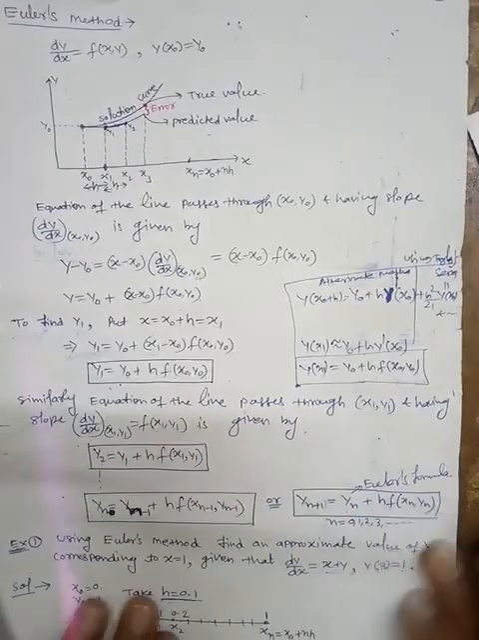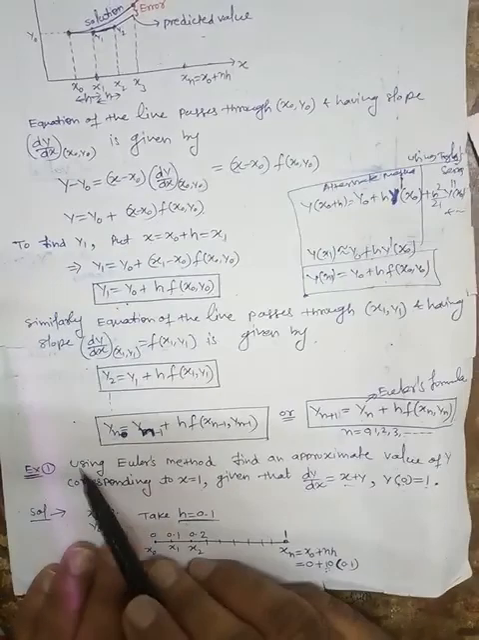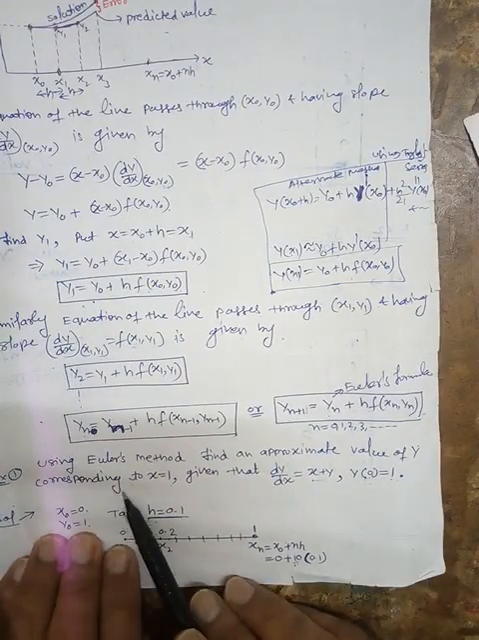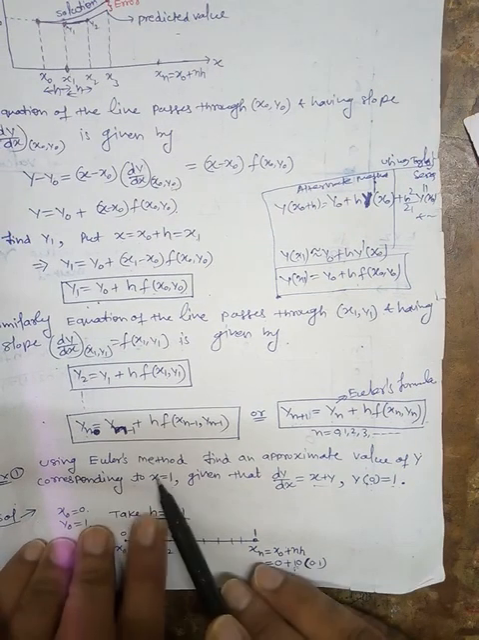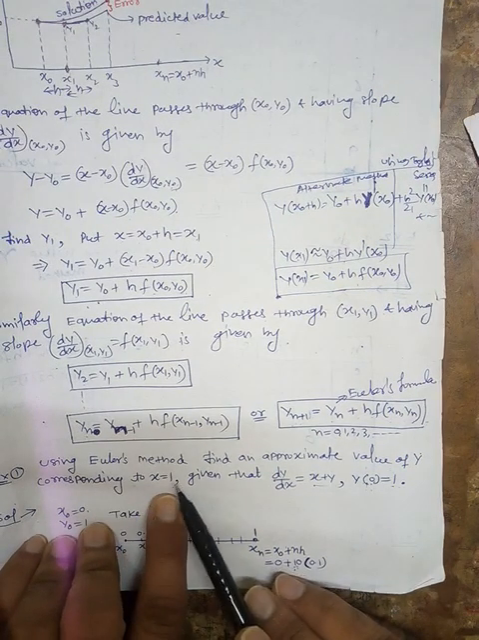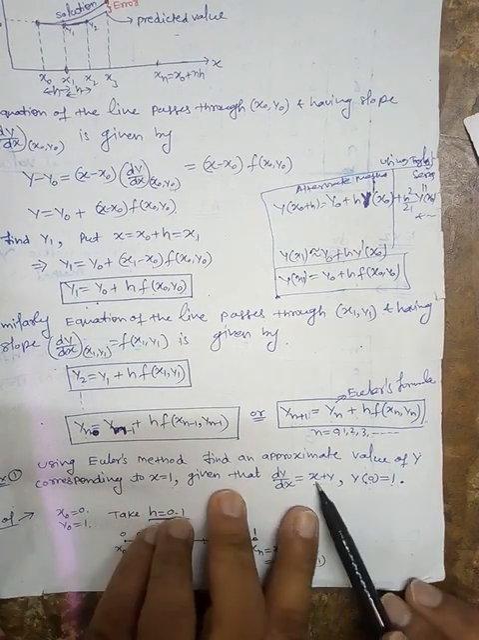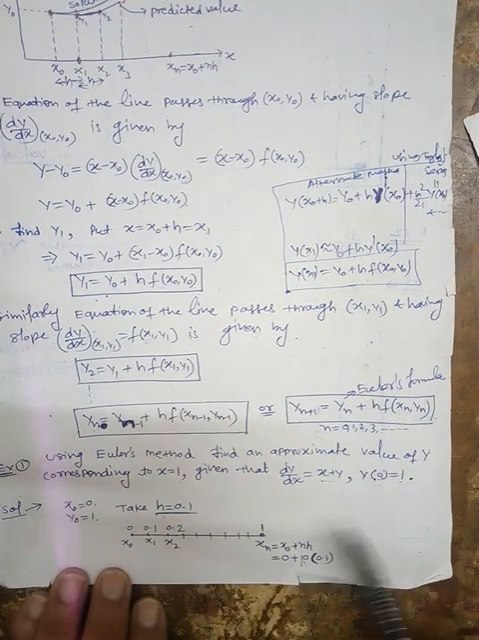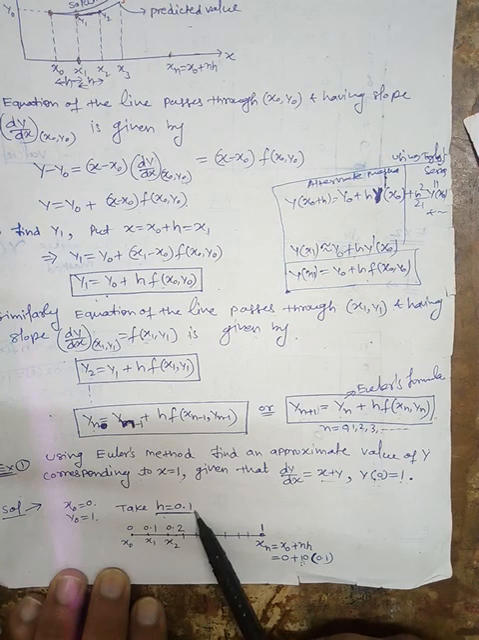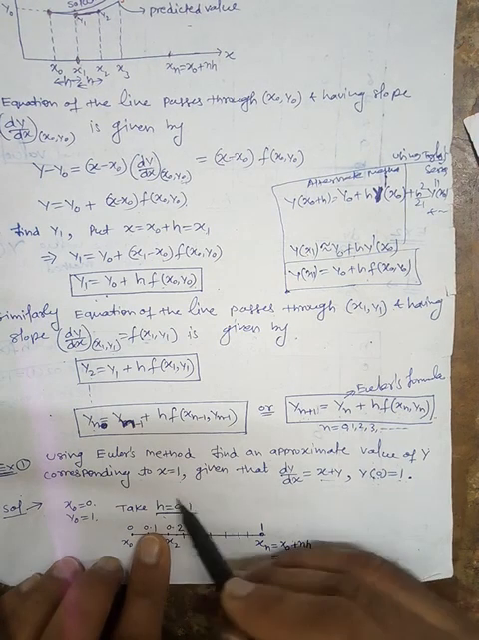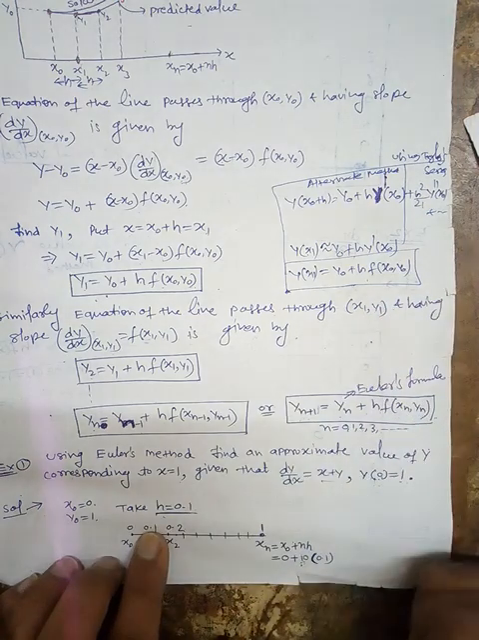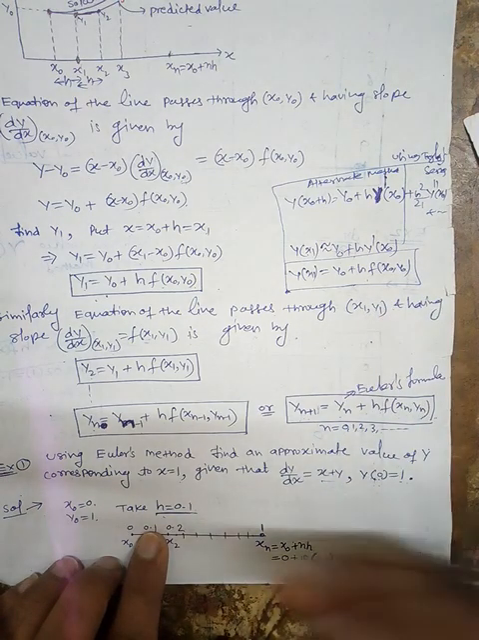Now for an example: using Euler's method, find an approximate value of y corresponding to x equal to 1, given that dy by dx is x plus y, with y at 0 equal to 1. Here we have taken step size as 0.1. Now remember, if you select a small step size, then the number of iterations increases, but the accuracy is much higher.